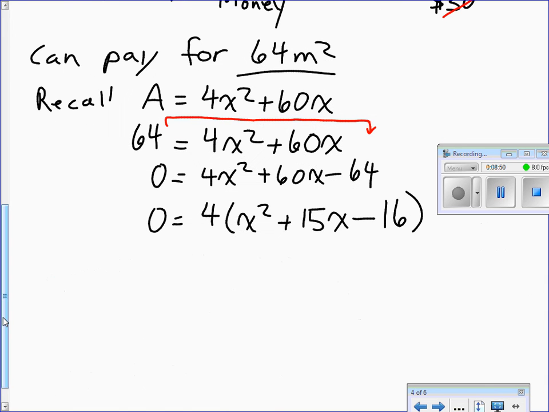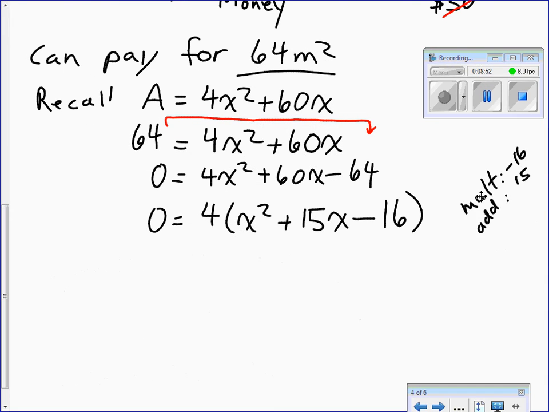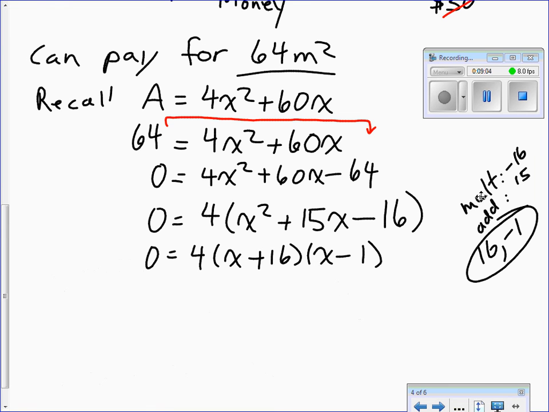And now what we need is two numbers that multiply to negative 16 and add to 15. And we find out that it's 16 and negative 1. So this simple factorization is going to be 0 is equal to (x plus 16)(x minus 1). Now, what this tells us is that each of those brackets could be 0. So when you solve, you end up with x is equal to negative 16 or x is equal to 1.